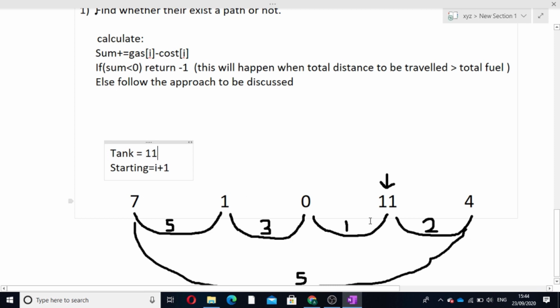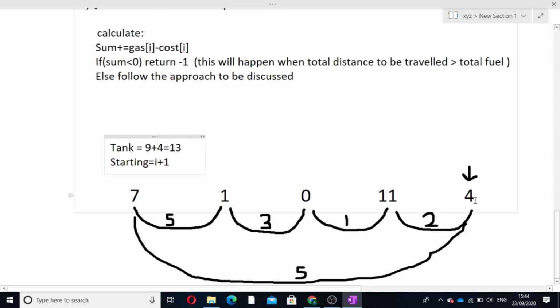So when we move to the next gas station, the amount of fuel which will be present in the tank will be 9. So now we will again fill our tank with this amount of fuel, which is equal to 4, so it will now be 13. Now we have to move from this gas station to this gas station, that is 7. So the amount of fuel that will be used will be minus 5.